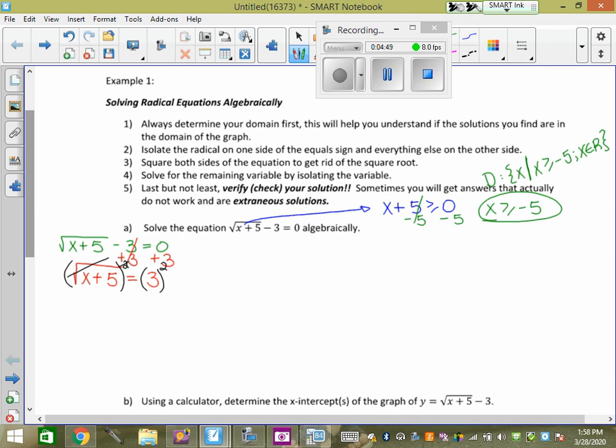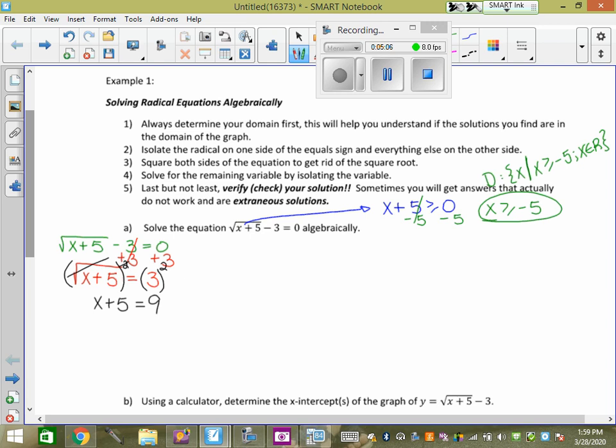If you don't, you're going to have to FOIL. You're going to have to distribute, which is going to not be fun. So we want to get that radical by itself. So we did. We square the square root and we get x plus 5 equals 3 squared, which is 9.